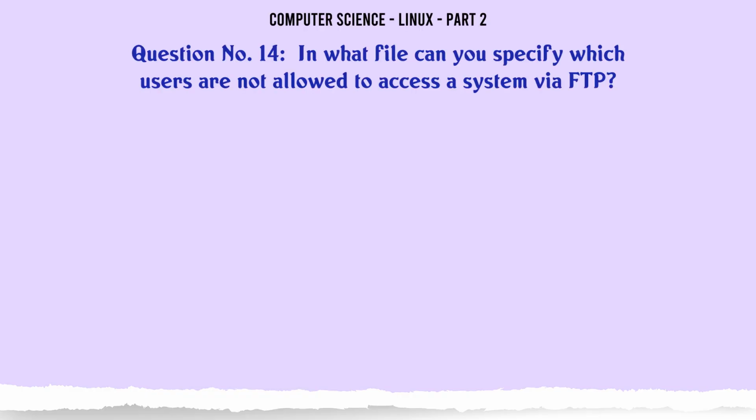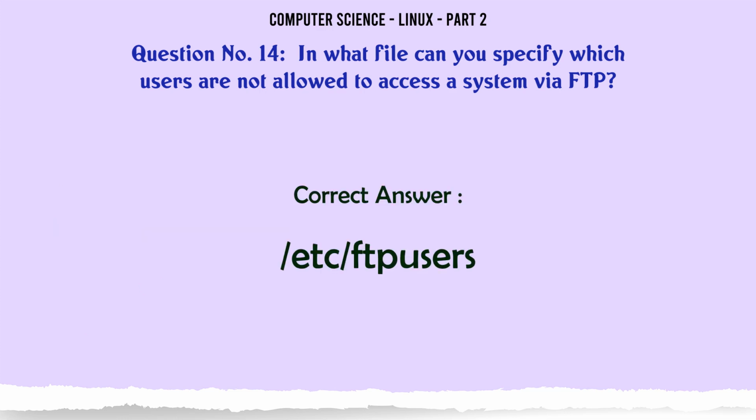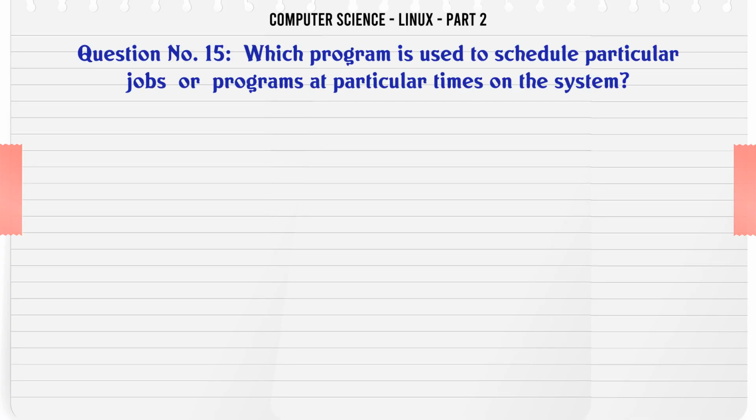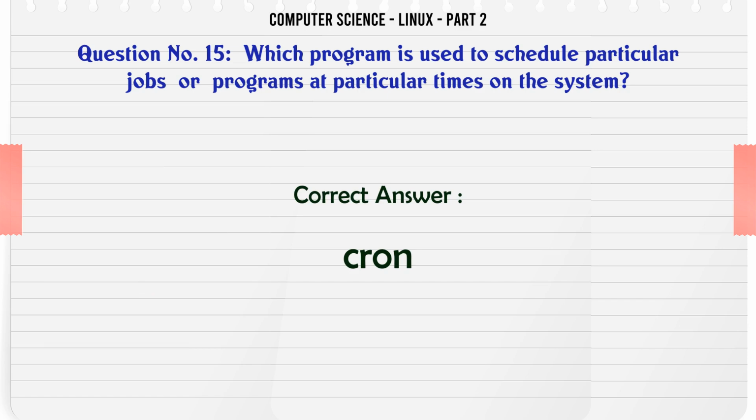In what file can you specify which users are not allowed to access a system via FTP? A. /etc/ftpusers, B. /etc/hosts.deny, C. /etc/access, D. all of the above. The correct answer is /etc/ftpusers. Which program is used to schedule particular jobs or programs at particular times on the system? A. at, B. Outlook, C. Scheduler, D. cron. The correct answer is cron.